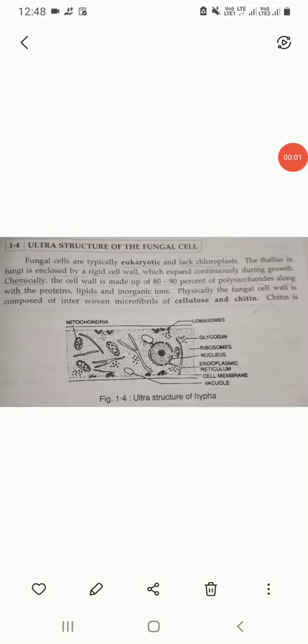Good morning students. Today we are going to learn regarding the ultrastructure of the fungal cell. Previously we have started the general characters of the fungi. So in this part we are going to read the ultrastructure of the fungal cell.